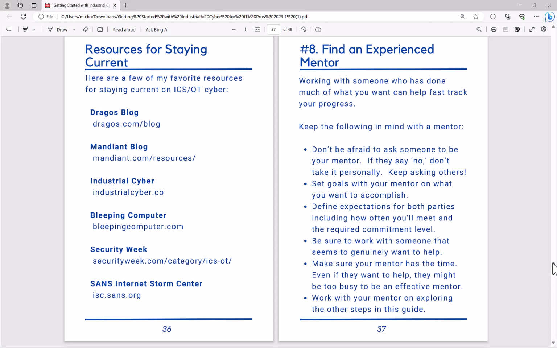So step 8, find an experienced mentor. Find somebody that already works in the field and has that knowledge and can help guide you, maybe even if it's just to answer your questions, but it can also help further define your path down learning ICS OT cybersecurity. So a couple thoughts there.